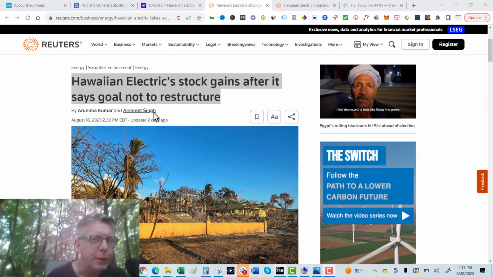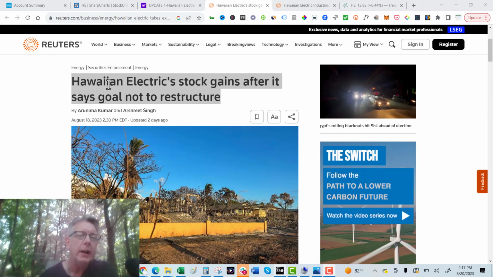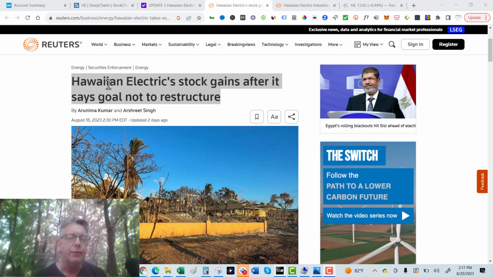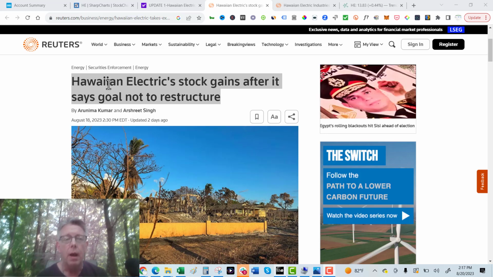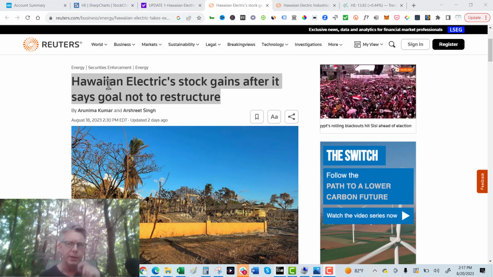And of course, then you fast forward to the 18th of August, Hawaiian Electric stock gains after it says goal not to restructure. This came out at 2:30 in the afternoon. I was on a boat at the time, so I didn't even see this until today. And the stock was already running up into the news, shorts recovering, and we were already out of the position.